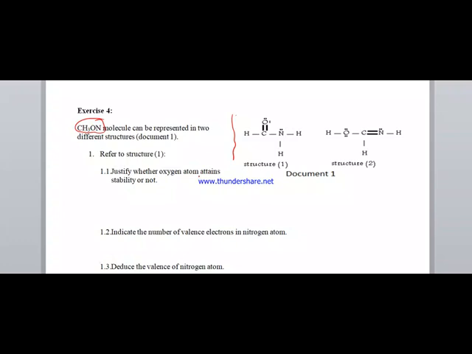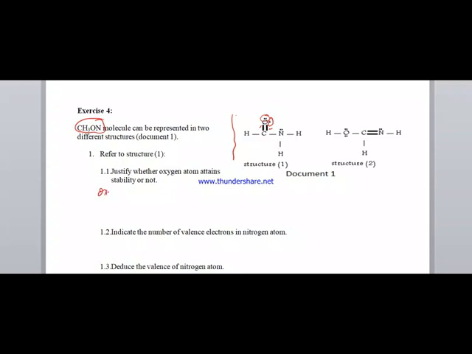We want to determine whether the oxygen becomes stable by satisfying the octet rule or not. If we look at the oxygen in the structure, we have a lone pair of electrons, two electrons, here another two electrons, so 4 electrons. And every shared pair represents 2 electrons. We have here 2 electrons and 2 electrons. So we have 2, 4, 6, and 8. So oxygen satisfies the octet rule and becomes stable.